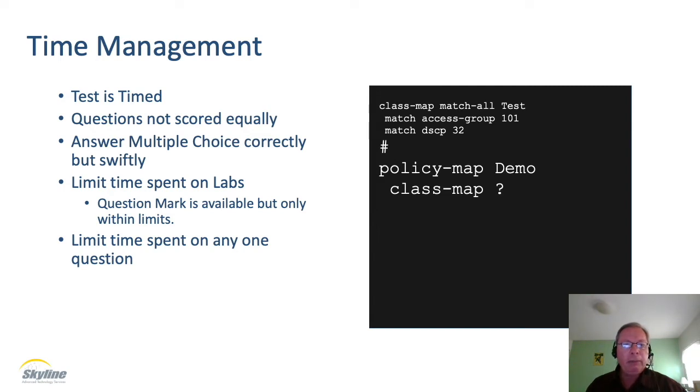So limit time spent on any one question, whether it's a lab question or an actual question. Okay, limit your time. And how do you help do that? Well, like I told you with the IP subnetting thing, if you can create shortcuts that'll help you figure things out faster, right? That's how I can help to limit my time and give myself more time for other questions.